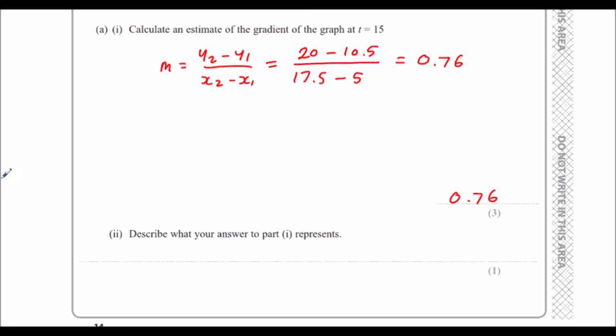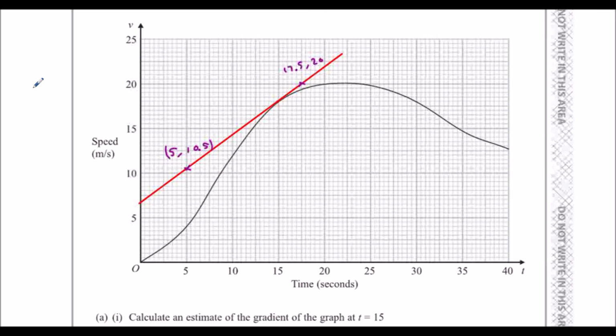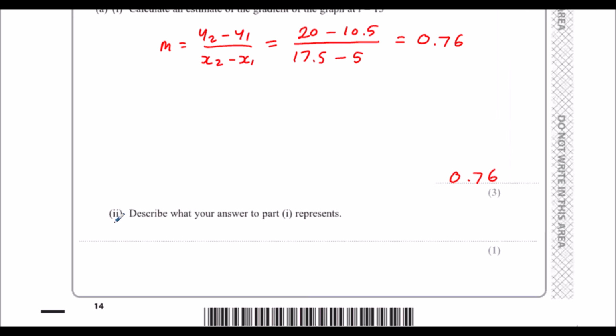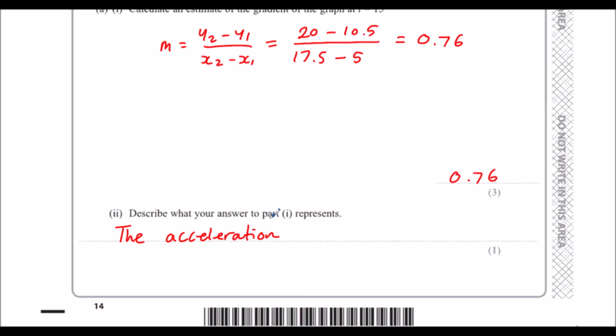And describe what your answer represents. So the gradient is the acceleration. So on a speed time graph, the gradient of the graph is the acceleration. So it is the acceleration of the car.